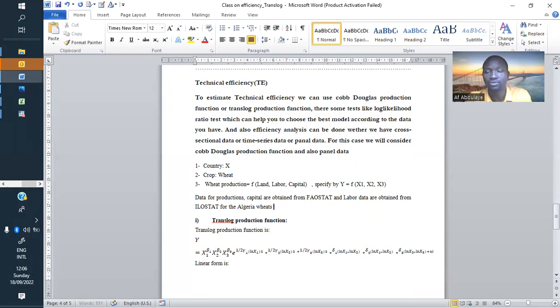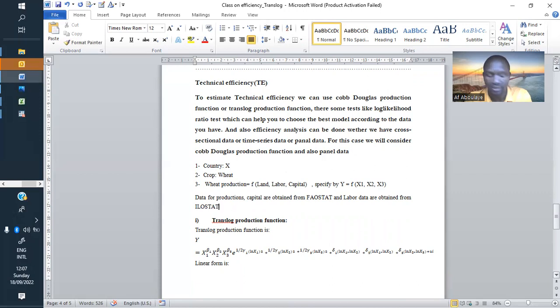In this case, we will be using the translog function just to show you how it is done, and we are also using cross-sectional data. We have other videos on Cobb-Douglas cross-sectional, Cobb-Douglas panel data, and translog panel data. But here, let's consider a country X with three inputs: land, labor, and capital.